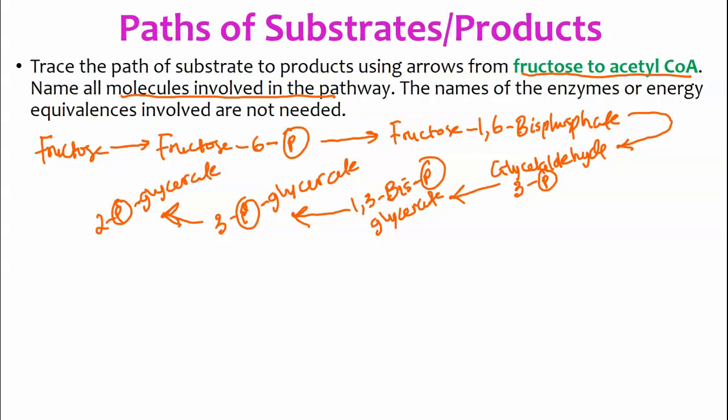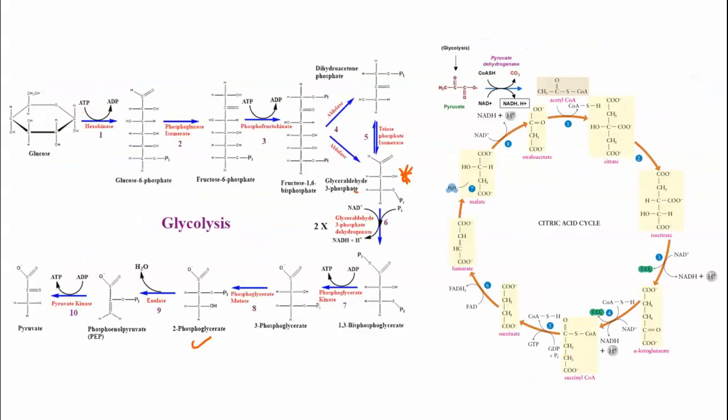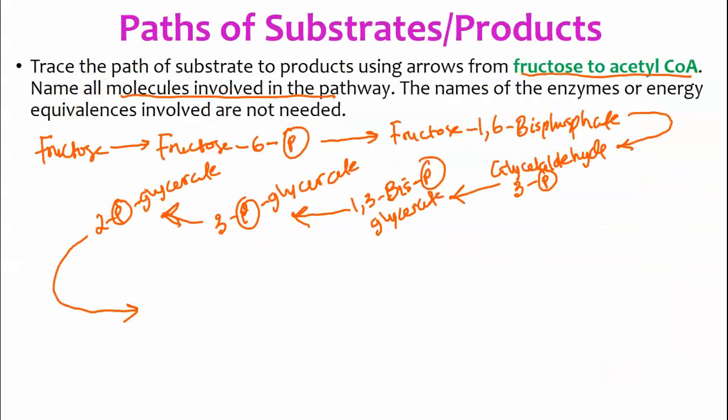2-phosphoglycerate. From 2-phosphoglycerate, I continue. It doesn't matter. Keep drawing the arrow until we get to what we want. From 2-phosphoglycerate, we're going to get phosphoenol pyruvate, PEP. Remember, phosphoenol pyruvate is usually PEP. So I'm going to say phosphoenol pyruvate. I'm going to use a shortcut. From phosphoenol pyruvate, of course, we're going to get to pyruvate.